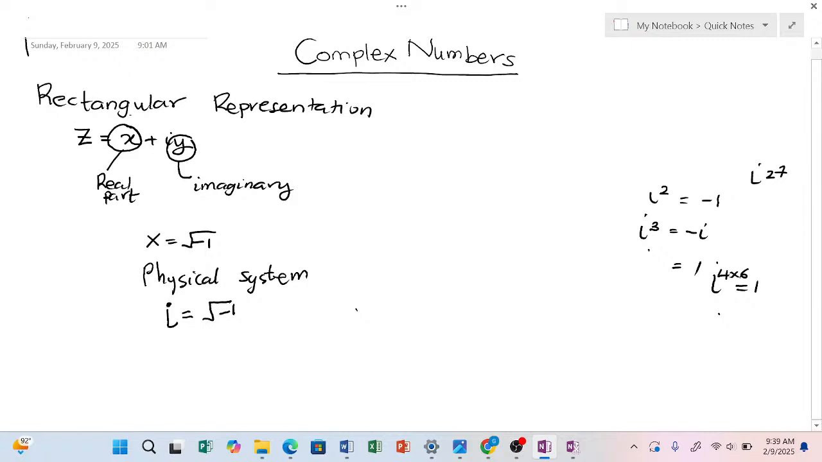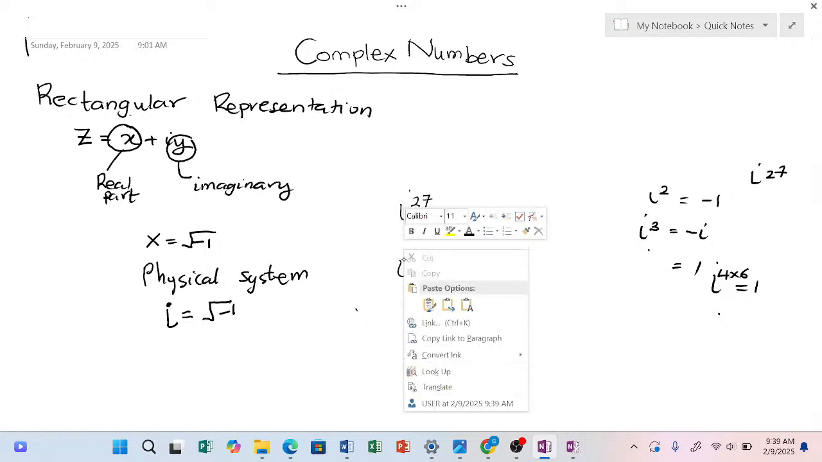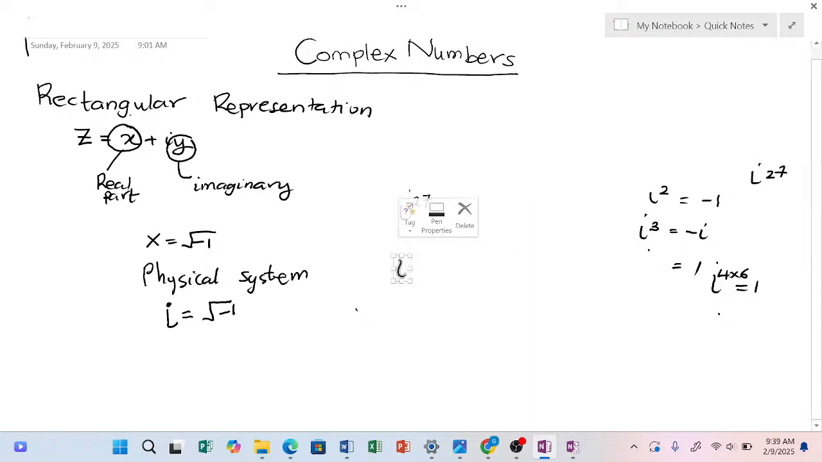So assuming we are given i to the power 27 to compute, we know that i to the power 4 is 1, i to the power 3 is negative i, i squared is negative 1, and i is still i.